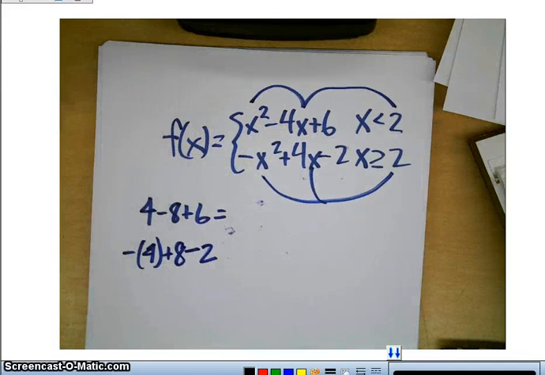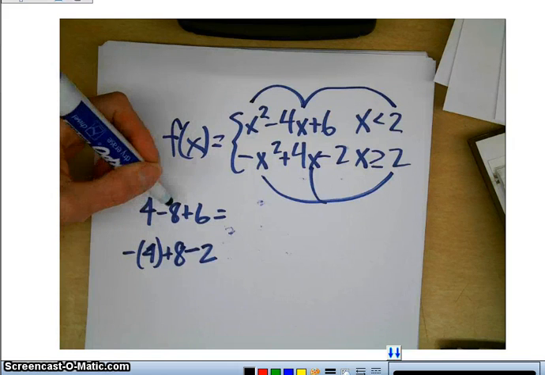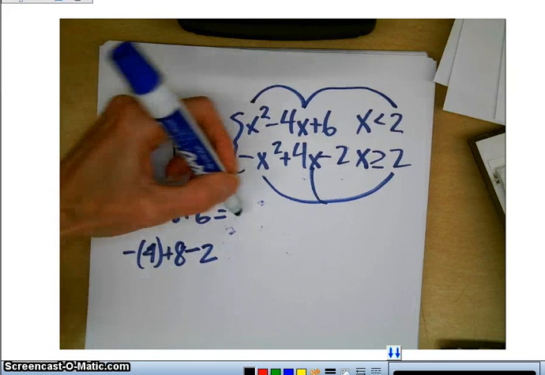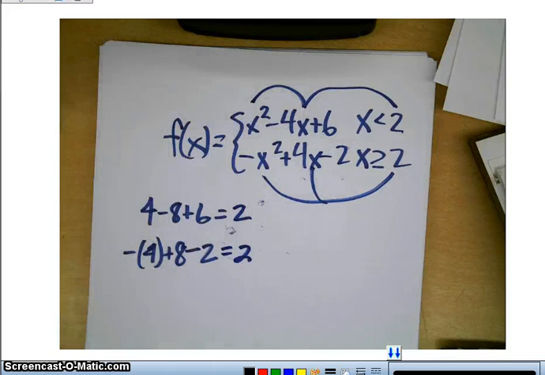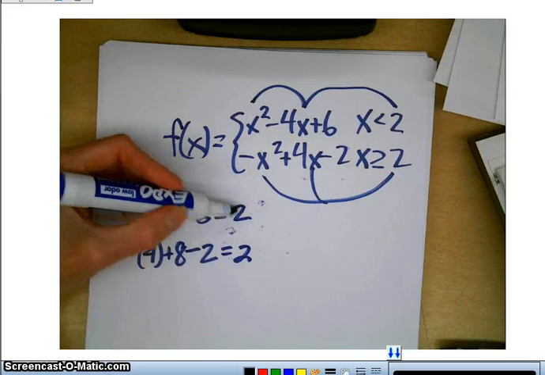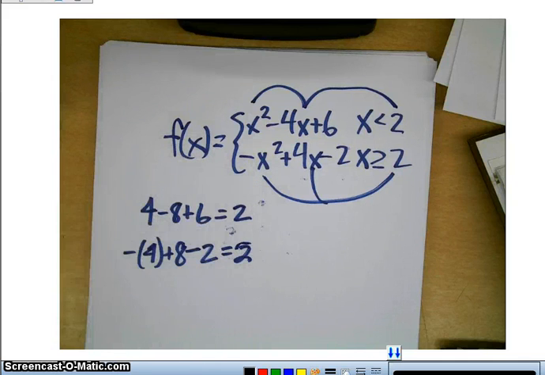And see if you get the same number for both. What do you get? 4 minus 8 is negative 4, plus 6 is... and what's this one? Is it continuous everywhere? Yep, it's continuous everywhere. What if that one would have been 0?